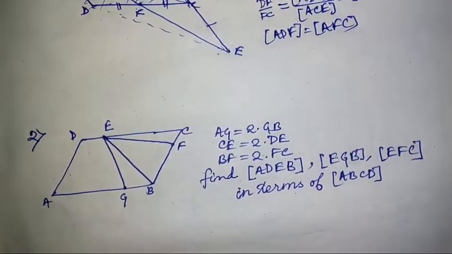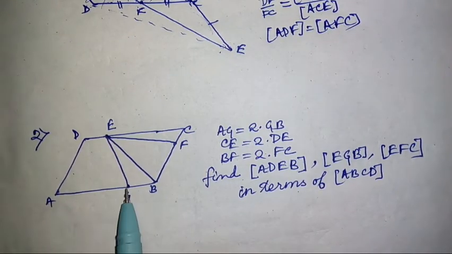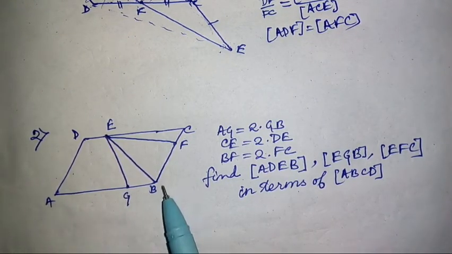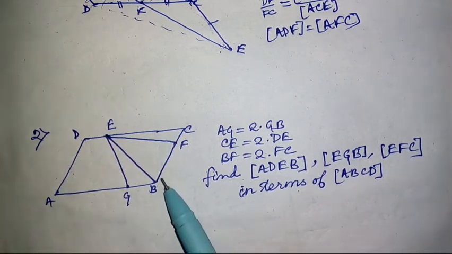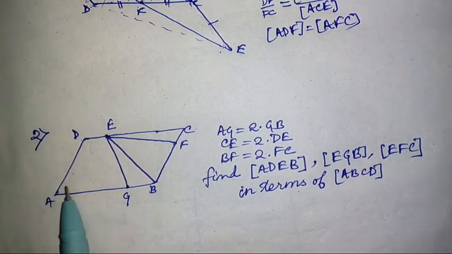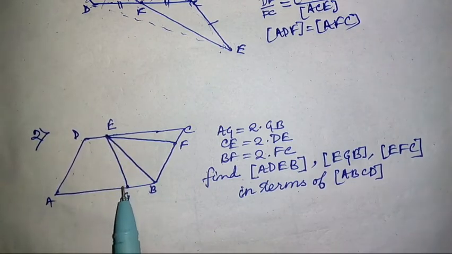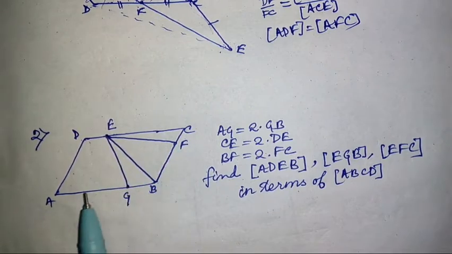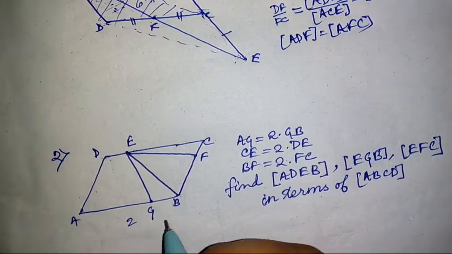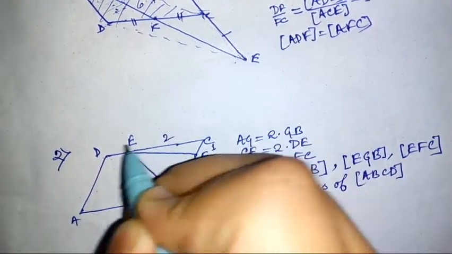Now let me solve another question. It states that AG is to GB is 2:1, CE is to DE is 2:1, and BF is to FC is 2:1. We have to find the areas of the triangles and quadrilateral ADEB, EGB, EFC, in terms of the parallelogram ABCD. So let us write down the information in this format.